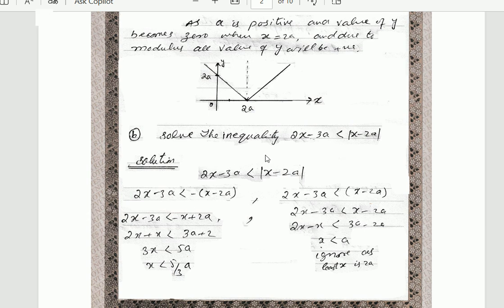On the other side, when it is positive, 2x minus 3a less than x minus 2a. After simplification, we get x less than a. Ignore this, as the least value of x is equal to 2a.